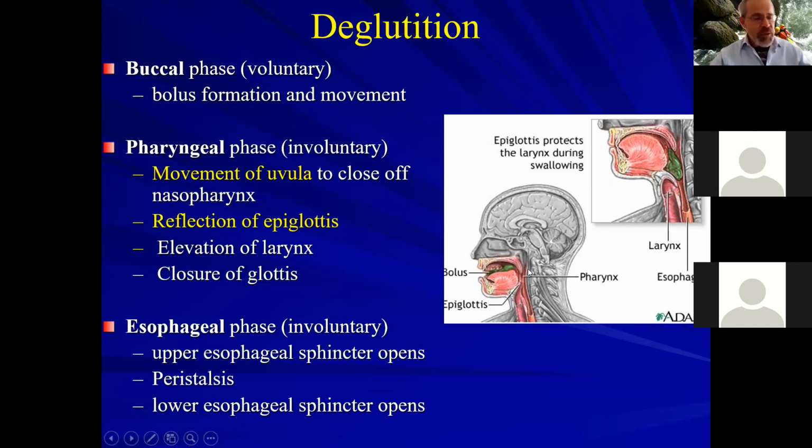The next phase, and they're all important, but in the second phase, a couple of very crucial events occur. It's called the pharyngeal phase. As food is pushed from the oral cavity back to the pharynx, there's a couple of different routes that food can take. Food can go down the esophagus where we want it to go.